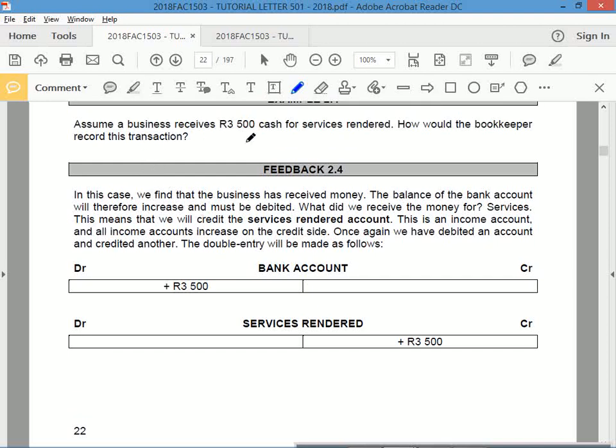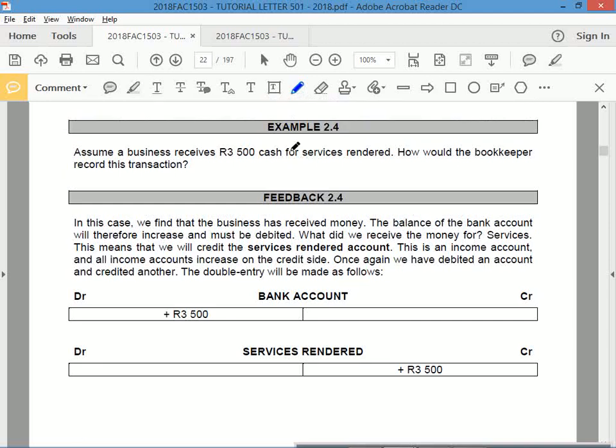Assume a business receives 3,500 cash for services rendered. Let me give you guys a chance to do it. You highlight, you circle, you underline, you put the right workings in. Then we'll discuss it.